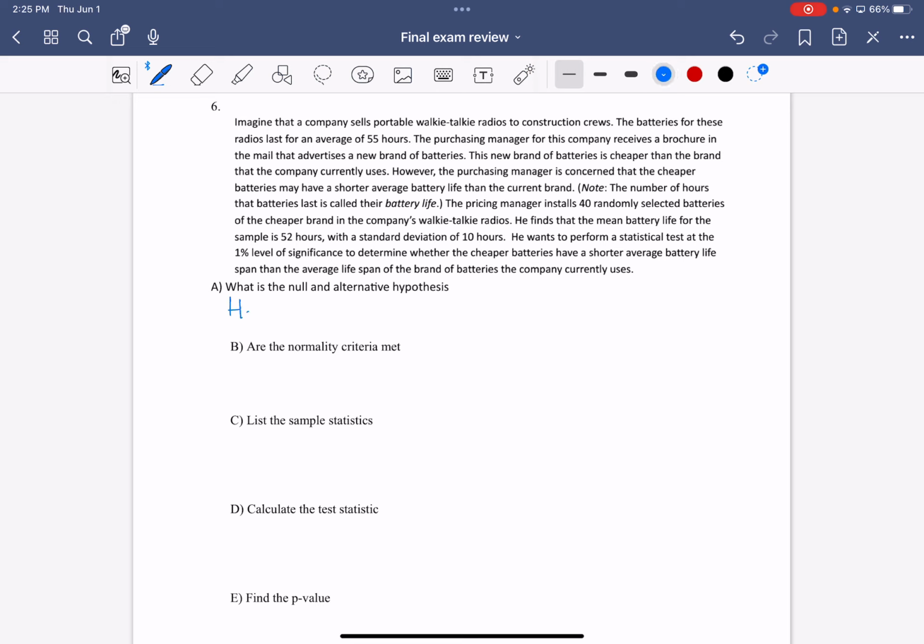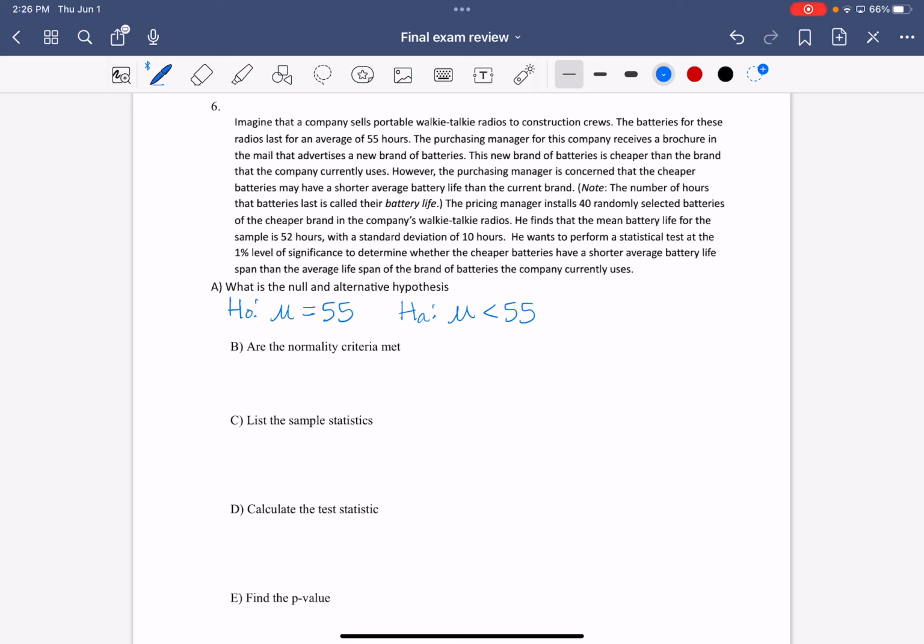Okay, so the null is that mu equals, what are we starting off with? What's our baseline for comparison? 55, yeah. They currently have batteries that last an average of 55 hours. They're considering using new batteries, and they want to know if it's going to be less than 55 hours or not, because it's cheaper. It kind of makes sense. If a battery's cheaper, you're probably thinking it's not going to last as long. So how do we represent the alternative? Less than 55, yeah, exactly. Mu is less than 55.